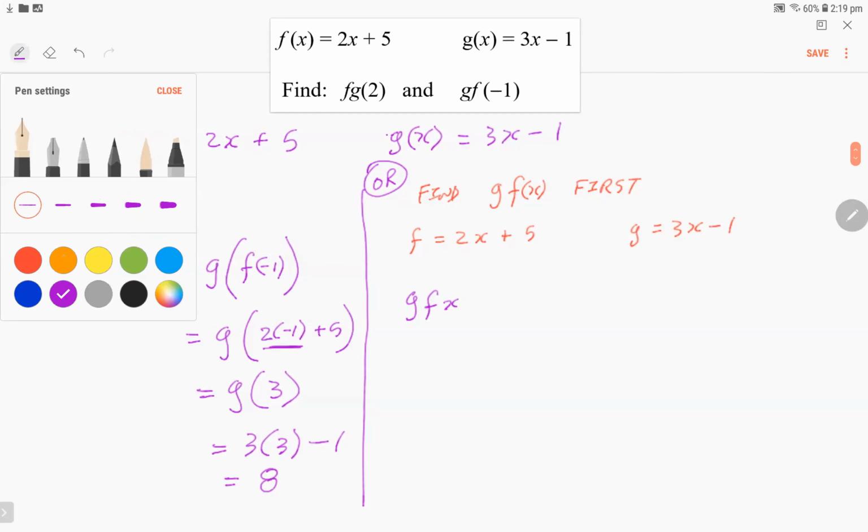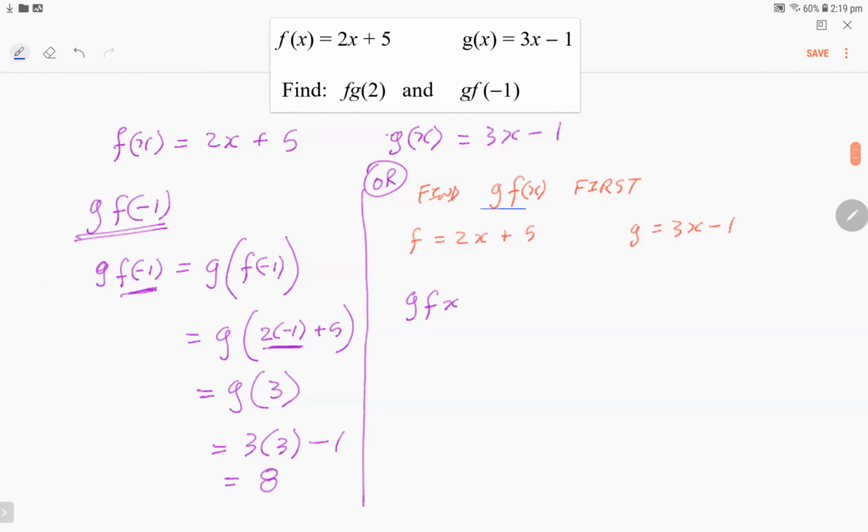This means f into g. Remember, the inner one goes into the outer one. So we're going to put f into g. It means that we take all of the f that this is and put it into the g right here where the x is, to form the composite function.